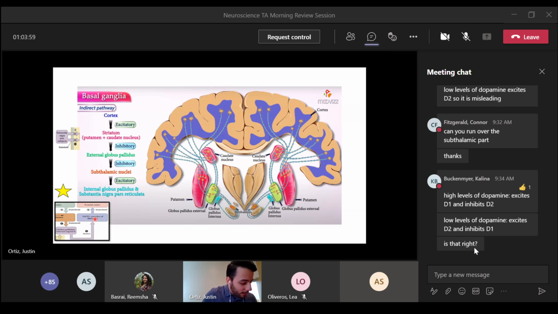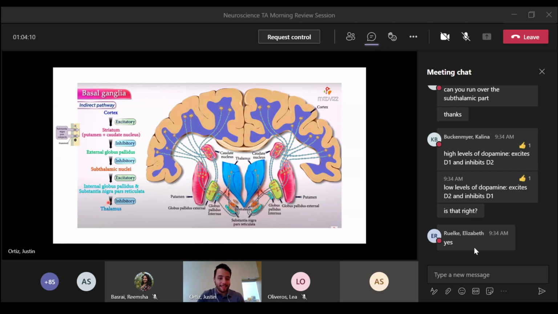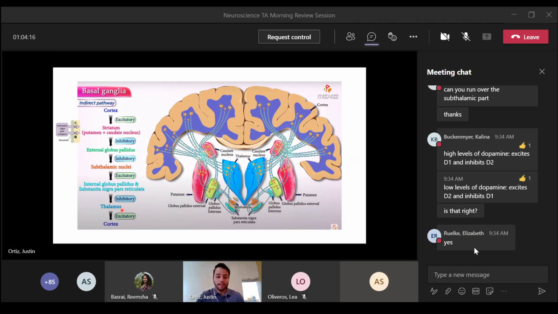Yes, low levels of dopamine excites D2, and high levels is going to excite D1. Yeah, and then, yes, exactly what you said. Cool. And again, that's the last step, right? The globus pallidus internus right here inhibits the thalamus even more. And thus, the thalamus will not be able to send excitatory signals to the cortex, and thus leads to inhibition of movement.